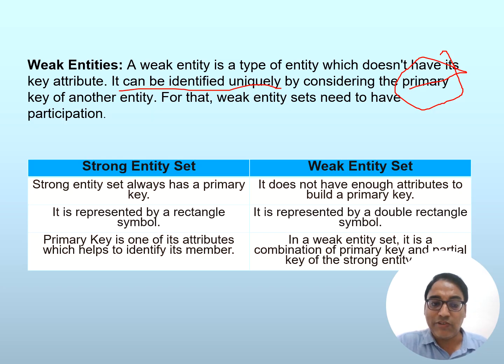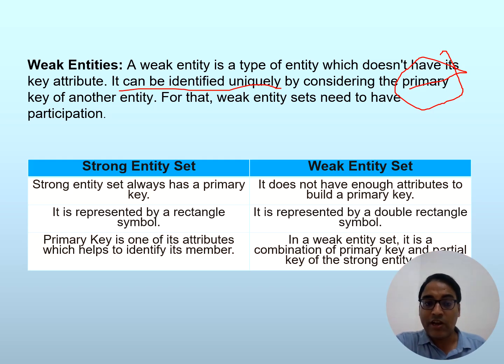So these are the major differences. A strong entity always has a primary key, the most important attribute, but weak entities do not have enough attributes to build a primary key. It cannot be discriminated on its own. It is always dependent on the primary key. So when I'm building the diagram, that diagram is called the entity relationship diagram, ER diagram.